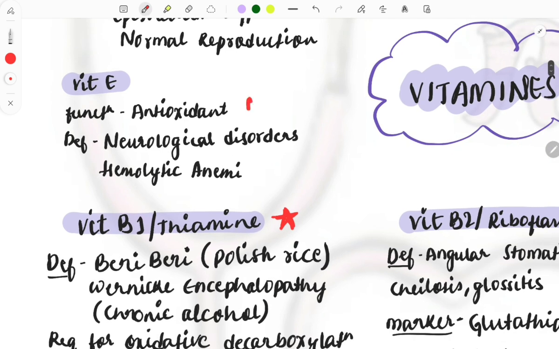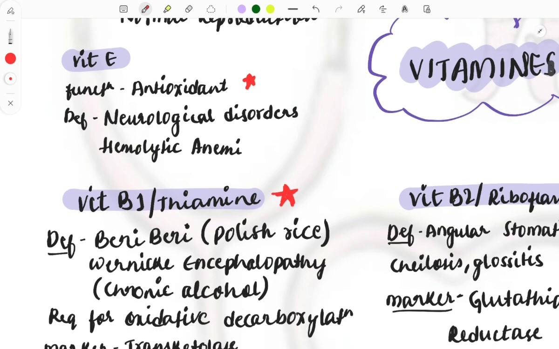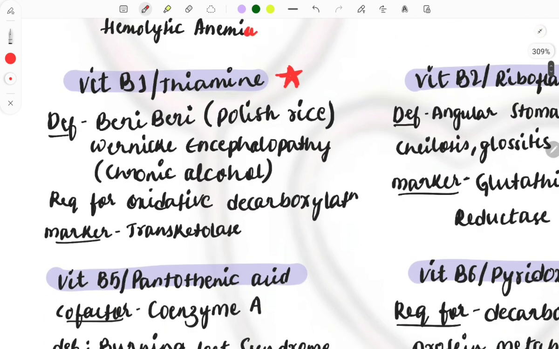Then function is the antioxidant, so quite easy, so simple. Just remember antioxidant vitamin E. So question was asked that which of the following is the most potent antioxidant vitamin, and the answer was vitamin E. Then deficiency will be causing neurological disorders and hemolytic anemia. Okay, then B complex, B1.